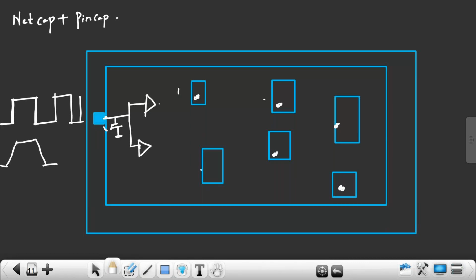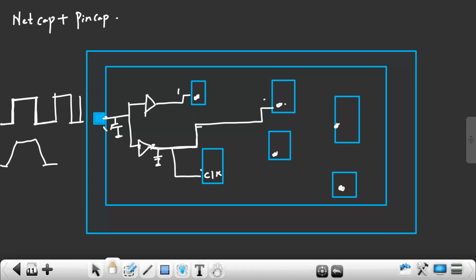Now this buffer I'll connect to this flip-flop. This buffer I'll connect to this flip-flop. But this flip-flop is very far. If I connect directly, the net capacitance will increase. The load will increase on this buffer because of this long net. A long net has more net capacitance. So here the load will increase.